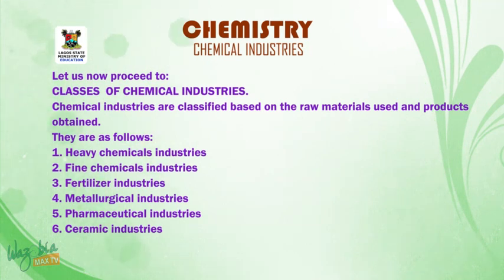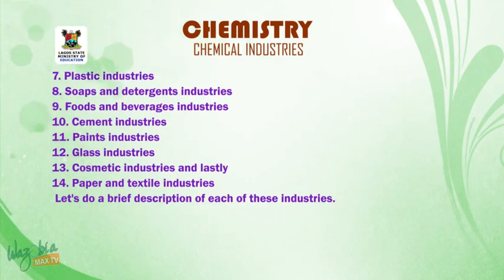1. Heavy chemicals industries. 2. Fine chemicals industries. 3. Fertilizer industries. 4. Metallurgical industries. 5. Pharmaceutical industries. 6. Ceramic industries. 7. Plastic industries. 8. Soaps and detergents industries. 9. Foods and beverages industries. 10. Cement industries. 11. Paints industries. 12. Glass industries. 13. Cosmetic industries. And lastly, paper and textile industries. Let's do a brief description of each of these industries.